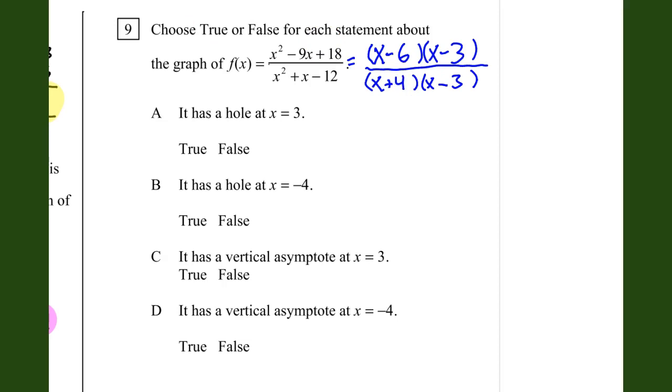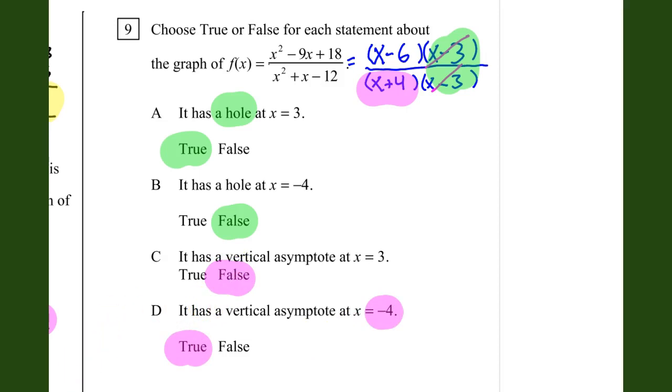So we can see that we have a cancellation here, and because it cancels top and bottom, same factor, right? That's how you get the hole, okay? And since this is a minus 3, the hole is actually at positive 3. So this is going to be true. And there's nothing else canceling out, so that means this other hole at negative 4 is going to be false. So now we can look at the vertical asymptote. Where does it occur? For the vertical asymptote, you're looking at the denominator. So this is x plus 4, so the vertical asymptote is going to happen at negative 4. So this is true, and this would be false.